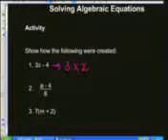Are you ready for your answers to see if you are correct? 3x minus 4 means 3 times x, correct? And then I subtract 4. 3 times x minus 4.